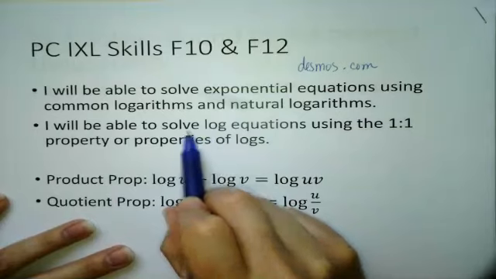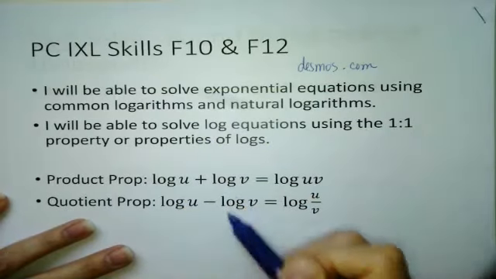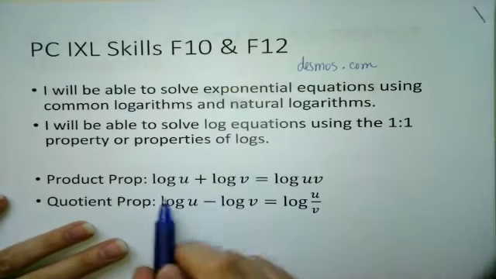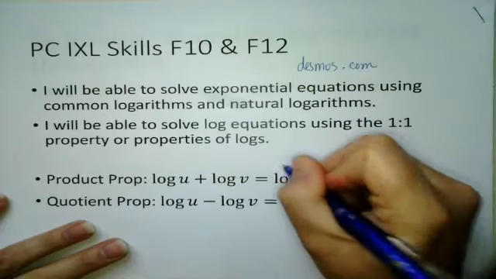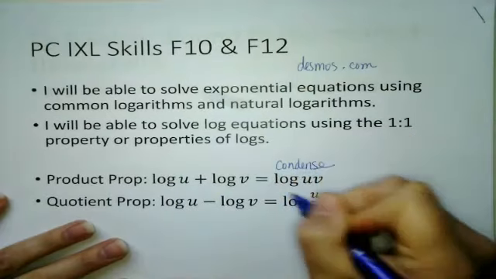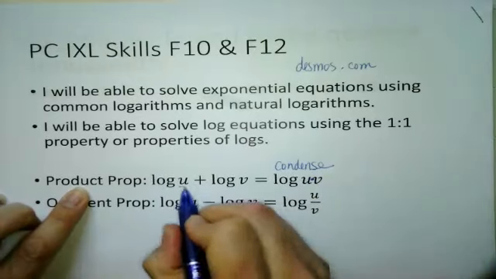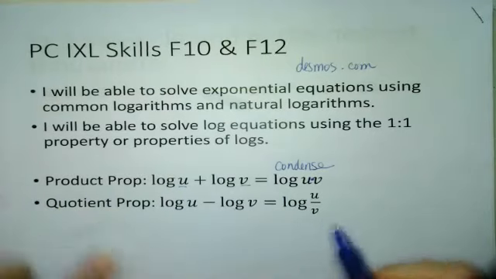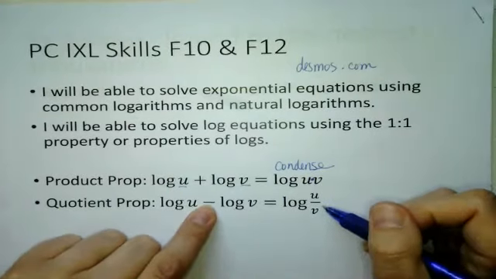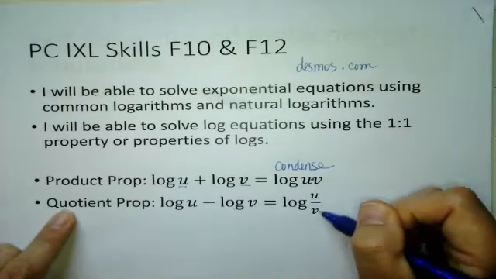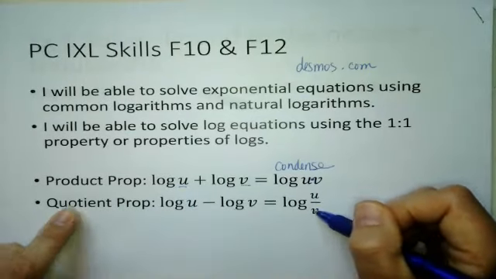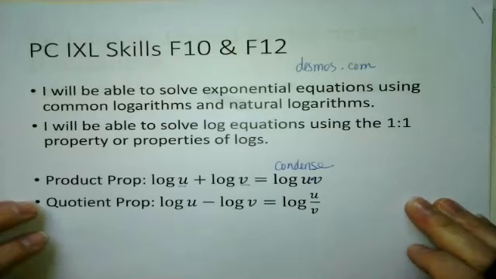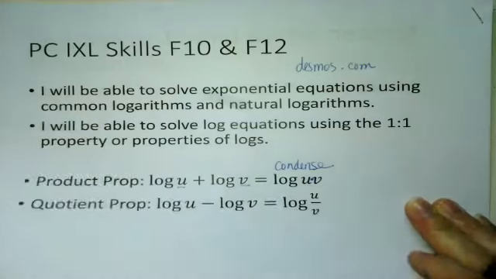We're also solving log equations using the one-to-one property or properties of logs. I wanted to remind you that if you have a log plus a log, then you want to condense it using the product property, which allows us to multiply u times v together. If you have a log minus a log, again you want to condense it, and subtracting logs condenses into a quotient, top divided by bottom, u divided by v. I wanted to refresh your memory on those. We are going to look for that, but mostly you need to know how to use your calculator.